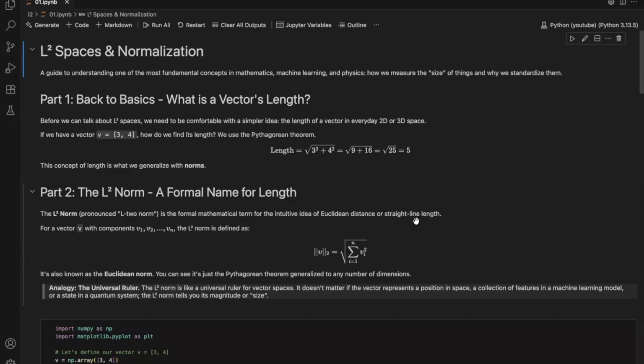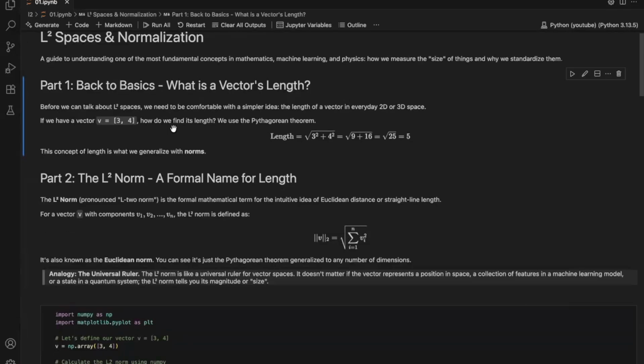Subsequently, we will also detail the extension of this concept from finite dimensional vectors to infinite dimensional function spaces, thereby defining the criteria for L-squared spaces. It then introduces the critical procedure of normalization, exploring its theoretical motivations and practical applications. The exposition culminates in a computational demonstration that validates the theoretical principles we will discuss.